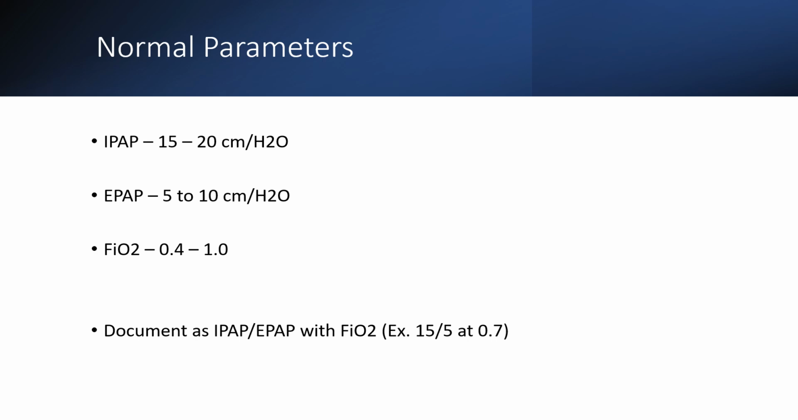So for me, run-of-the-mill COPD exacerbation, I'm going to start them at 15/5, somewhere around 0.5 to 0.7 FiO2. If they're small in stature, maybe hypotensive, or maybe not hypotensive but have a soft blood pressure where their hemodynamic status is questionable, maybe I'll start them at 13/3 or 14/4. And then I'll titrate from there.